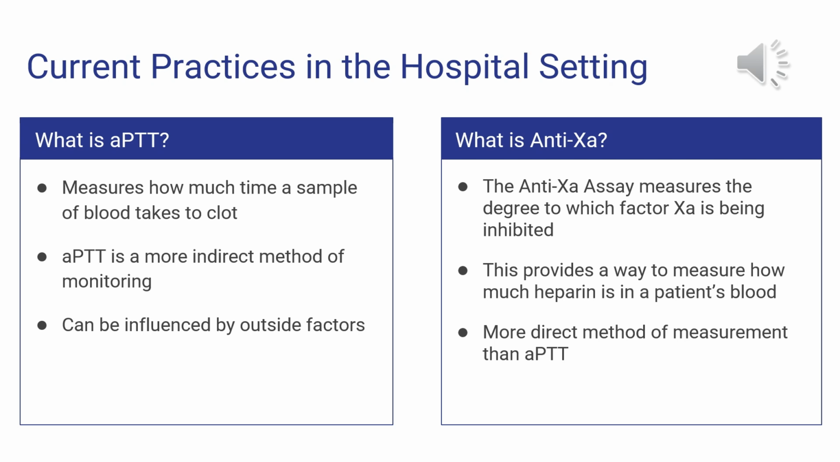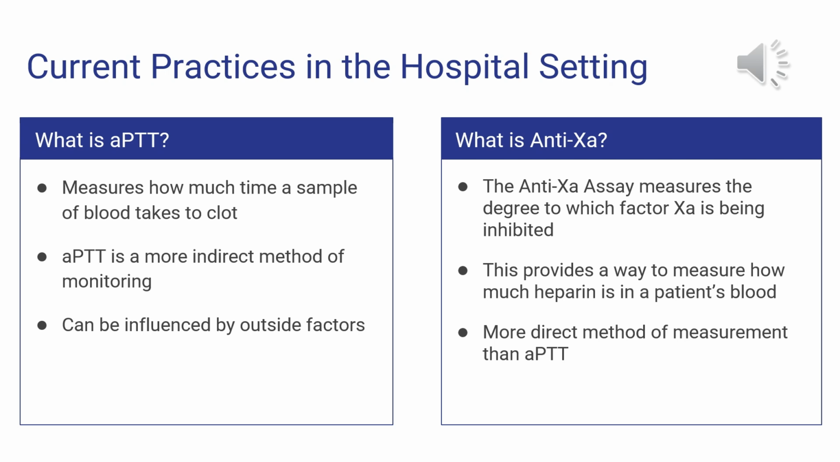When it comes to current practices in the hospital setting, most hospitals do use aPTT as the primary method for monitoring heparin therapy. This was the case at the hospital that I used to work at in Columbus, Ohio. The aPTT measures the time it takes for blood to clot and is used to determine the level of anticoagulation based on that value that's given. This is a more indirect method of monitoring heparin efficacy, and as a result, it does have some limitations.